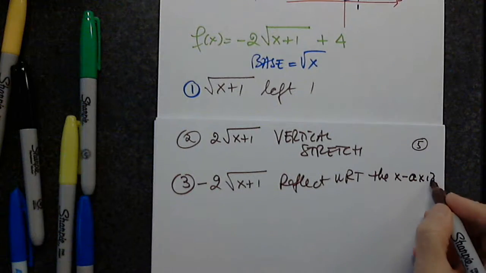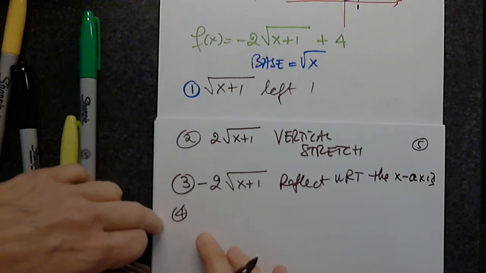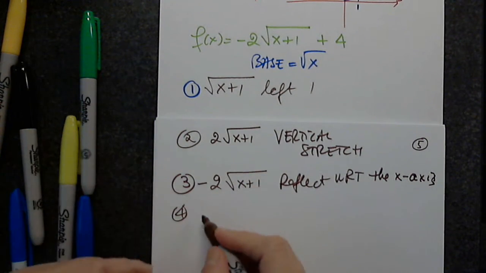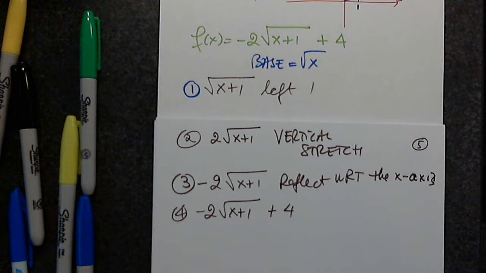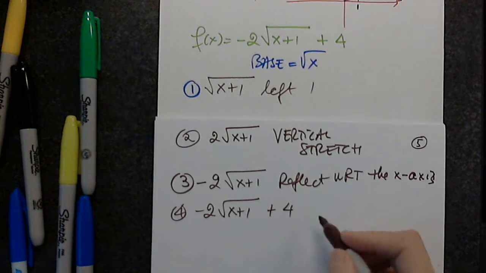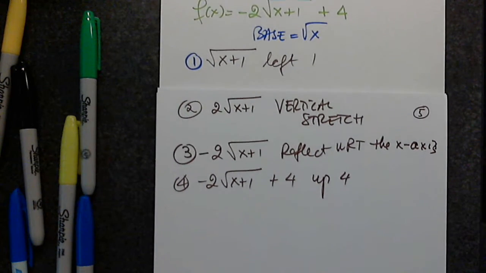Perfect. And now the last transformation is a transformation on function from 3. So -2, the square root of x plus 1 plus 4. Where and what do I do to function from 3 when I add 4? Does it change x or does it change y? It changes y. So I will do what? Up 4. Good. So let's show all these transformations.